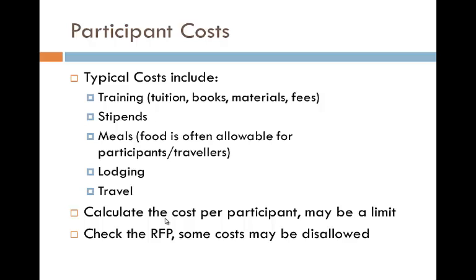Participant costs. If you are conducting a workshop or seminar for participants, the following costs will generally be included: training, including tuition, books, materials, fees, stipends, meals (food is often allowable for participants or travelers), lodging, travel. As always, please check the grant application guidelines to find out whether some costs are disallowed. Also, check to see if there is a limit on the cost per participant.